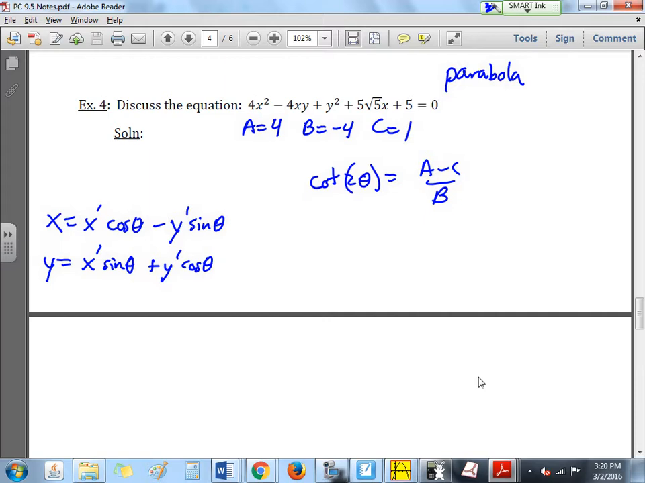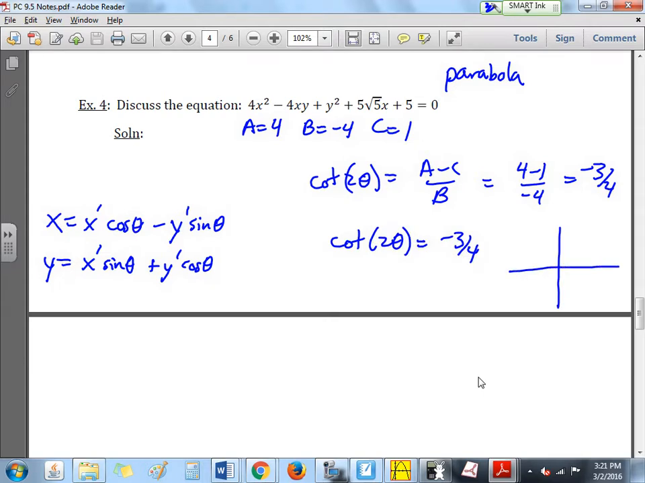So going back to this, we have 4 minus 1 over negative 4. So that's simply negative 3/4. So you think, well, that's no big deal. My cotangent is negative 3/4. Well, first of all, this means that you're going to be very tempted to grab your calculator right now. But instead of doing that, let's draw a quick picture. So we know that 2 theta is always an angle between 0 and 180.